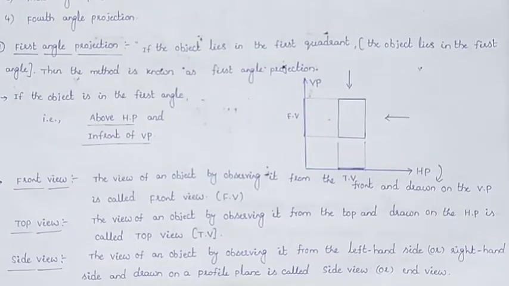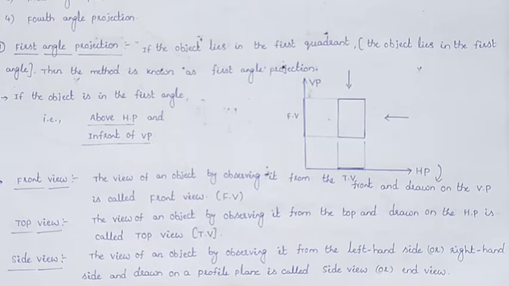Coming to the next one, what do we mean by the front view? The view of an object by observing it from the front and drawn on the vertical plane is known as the front view, simply denoted by FV. And top view: the view of an object by observing it from the top and drawn on the horizontal plane is known as the top view, denoted by capital TV.